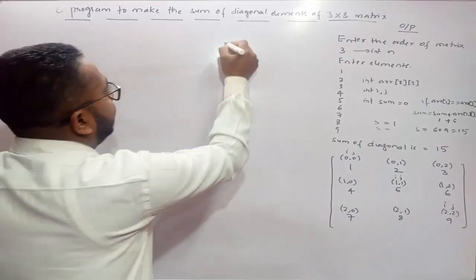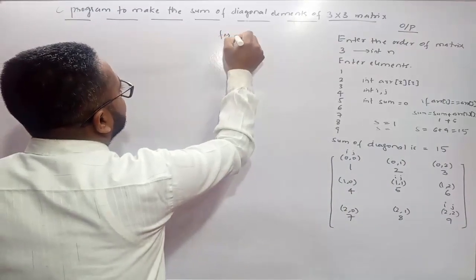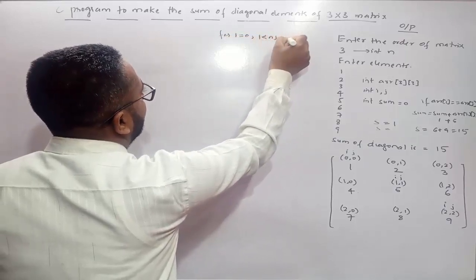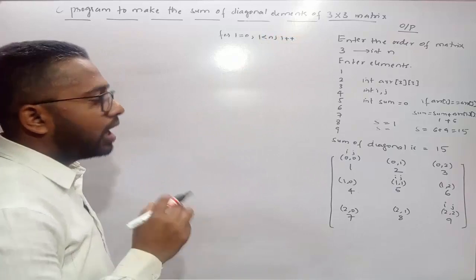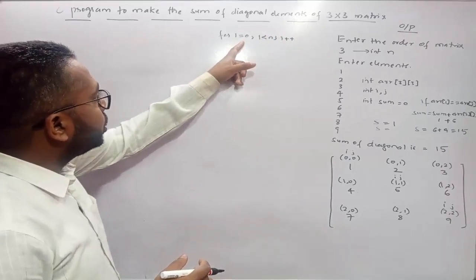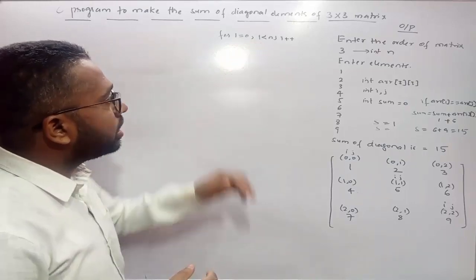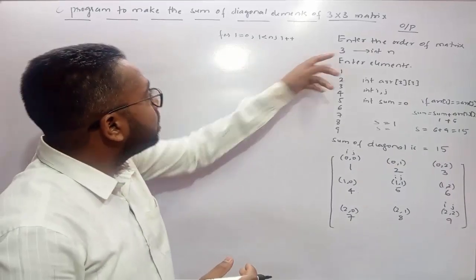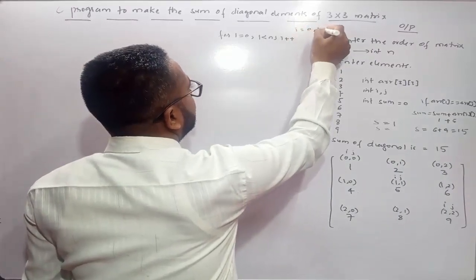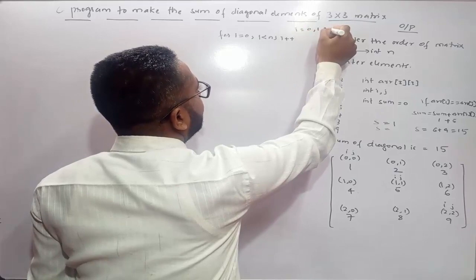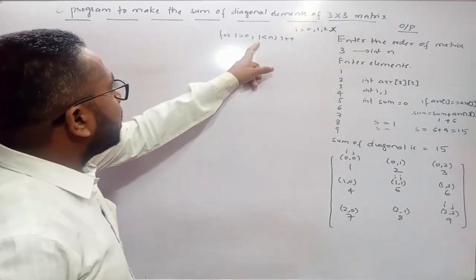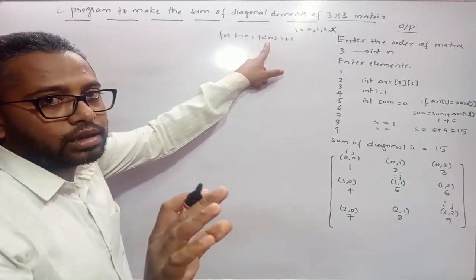So I will write the logic here. For i equals 0, i is less than n, i plus plus. This i loop gets executed with the initial value of 0 until the value of i is no longer less than n, which is 3. For i equals 0, i equals 1, i equals 2, and when the i value becomes 3, it terminates, because 3 less than 3 is false.